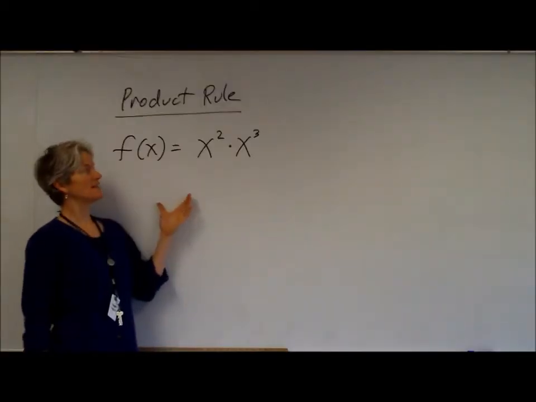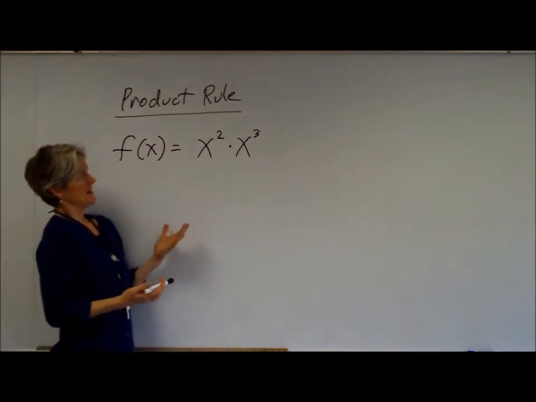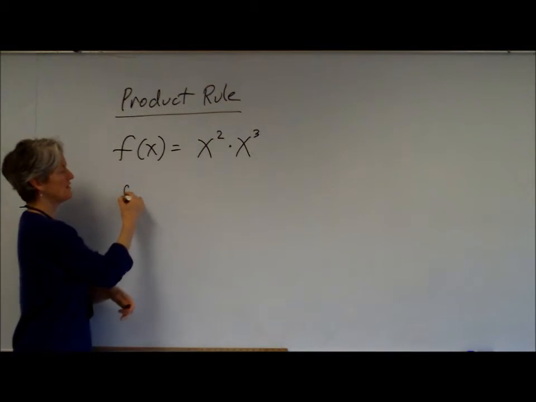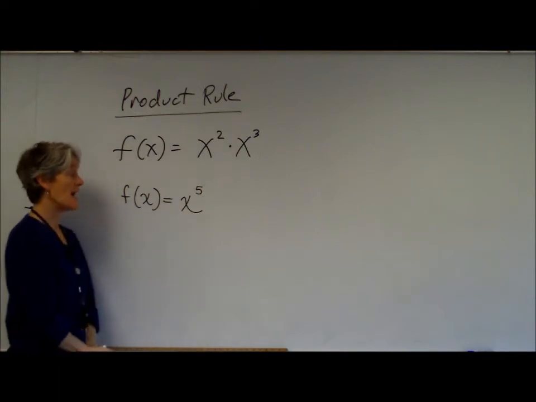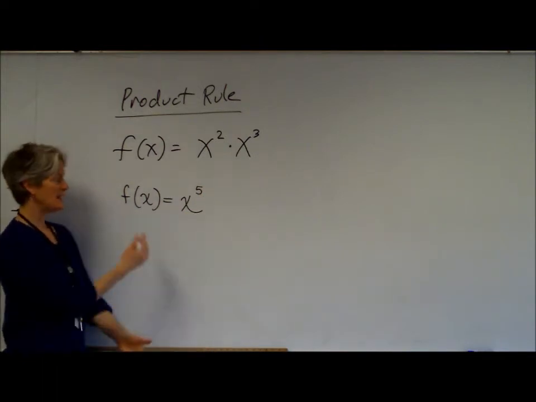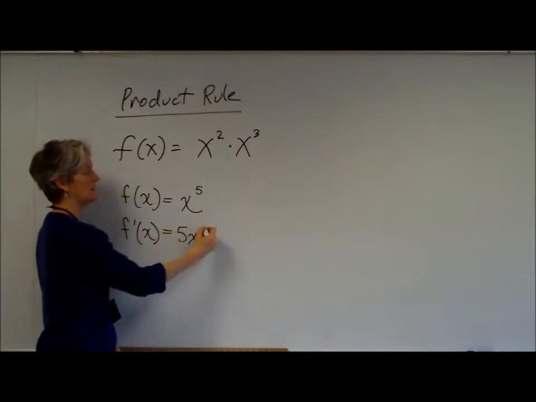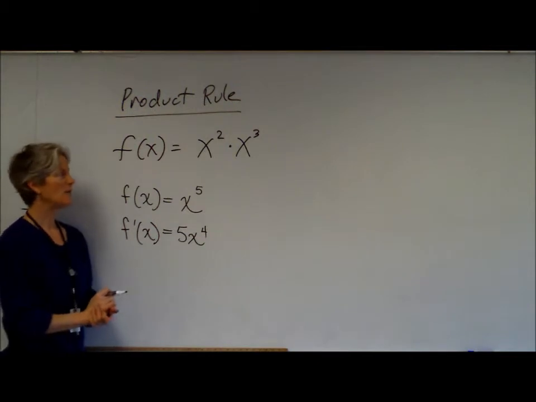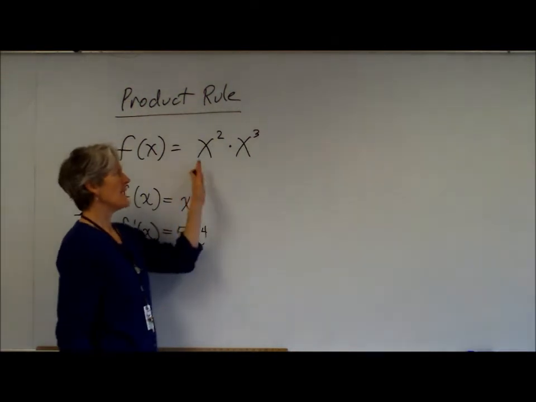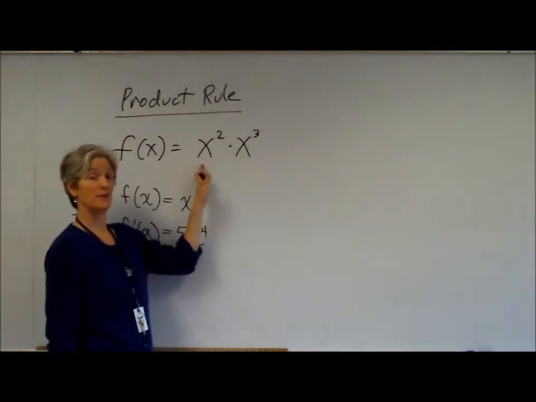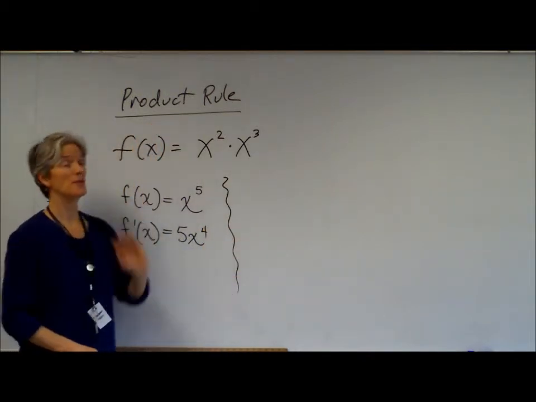Here's a function, f of x equals x squared times x to the third. If I want to take the derivative, I could just simplify my function, which would probably be the easiest thing to do: f of x equals x to the fifth, and take the derivative. Using the power rule, I'd be done. However, later on this year, we're going to be seeing functions that might not be so easy to simplify first. So we're going to talk today about something called the product rule.